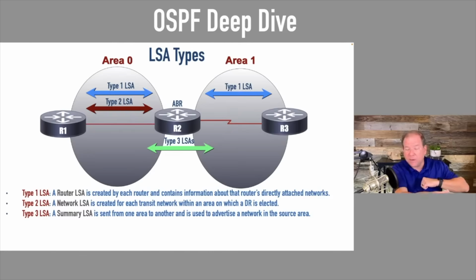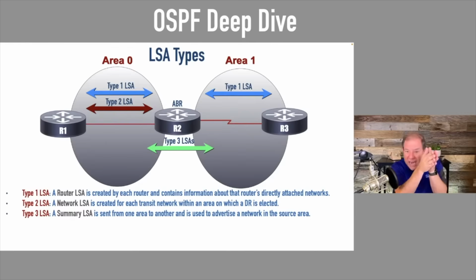Me being, in this case, R2. That's the ABR, the area border router. We mentioned this earlier, but make sure you understand, and it's in your notes, an area border router has at least one interface in more than one area. So by the way, R2 now has two link state databases. It's got a database or a map for area 1, and it's got a map for area 0.